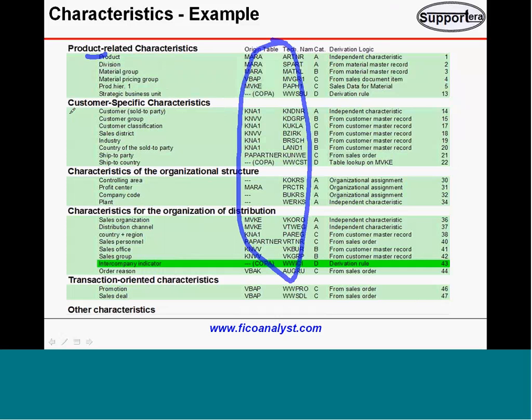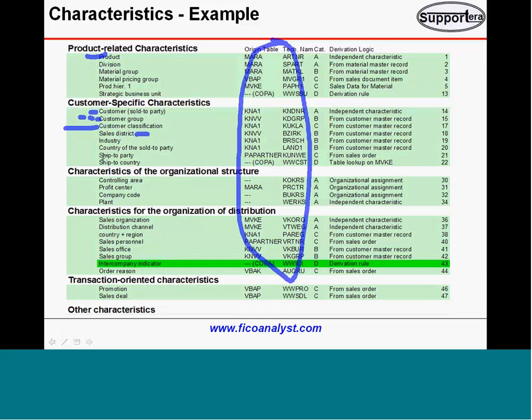Say when you say customer, what you want to analyze. So I want to analyze by individual customer, or group of customers, or specific classification of a customer, and sales district like region, and industry, what industry they belong to. For example, the example I explained to you, consumer oriented or corporate oriented, right? That is the industry. Or country of the sold-to party, right? That may be a kind of characteristic. Ship-to country, or party or country.